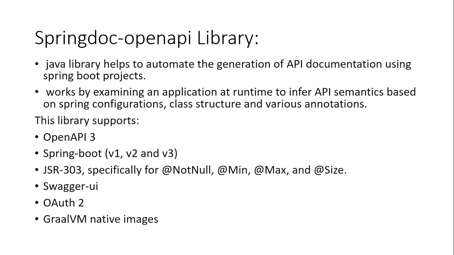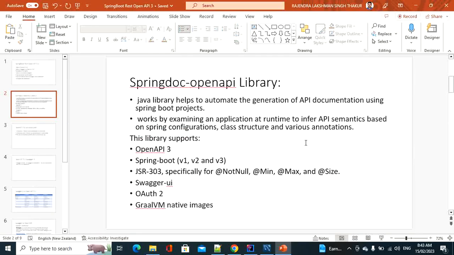The SpringDoc Java library gives a complete implementation of this new OpenAPI 3.0 specification, which is what we are going to discuss shortly. It is recommended to use a Spring Boot version greater than 2.6 when using OpenAPI. This is the Swagger UI, and it also supports OAuth 2. So now, without wasting time, let's jump into the coding part.